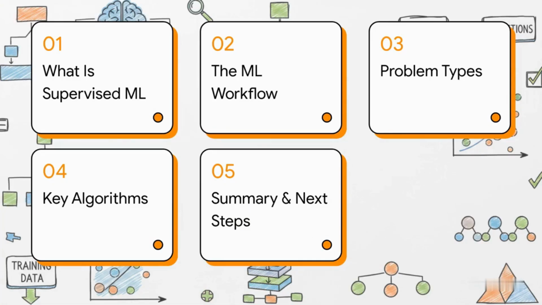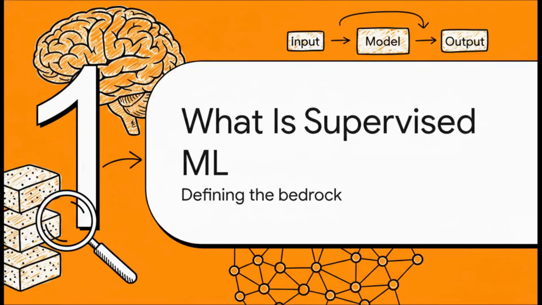Here's our quick roadmap for this explainer. First, we'll define what supervised learning actually is. Then we'll walk through the 6-step supervised learning workflow. After that, we'll break down the difference between regression and classification. Then we'll take a deep dive into the key algorithms you need to know. And finally, we'll wrap up with the summary and a little peek at what's coming next. All right, let's kick things off with Section 1.